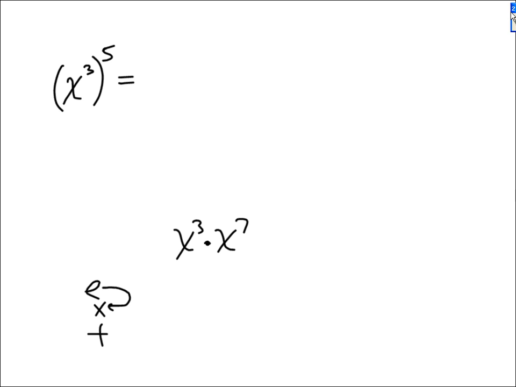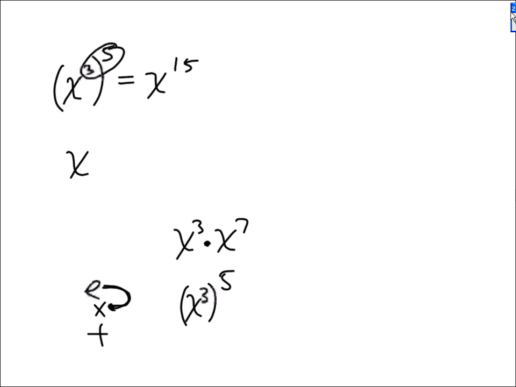Now, we have addition, multiplication, exponents. You have x cubed to the 5th power. This is exponents. Go down 1. We're raising. If you had x cubed times x to the 7, this is a multiplication problem. But now we have something, I don't care that it has an exponent or not, we have something to a power. That's exponents. Go down 1. Multiply. 3 times 5, 15.